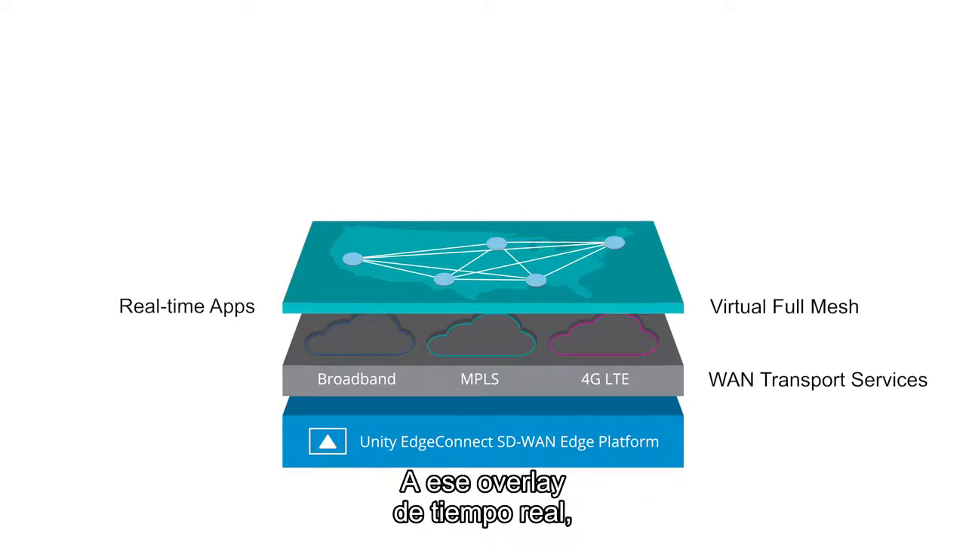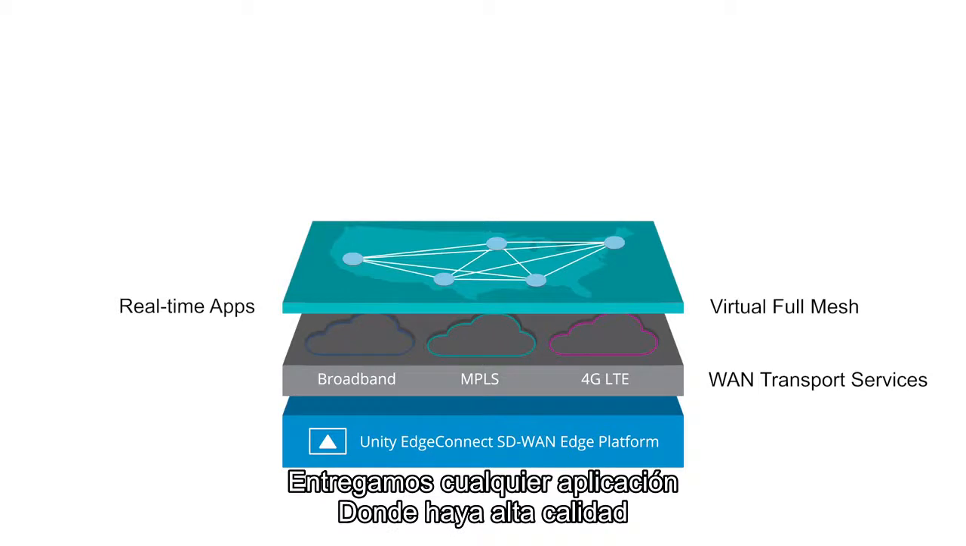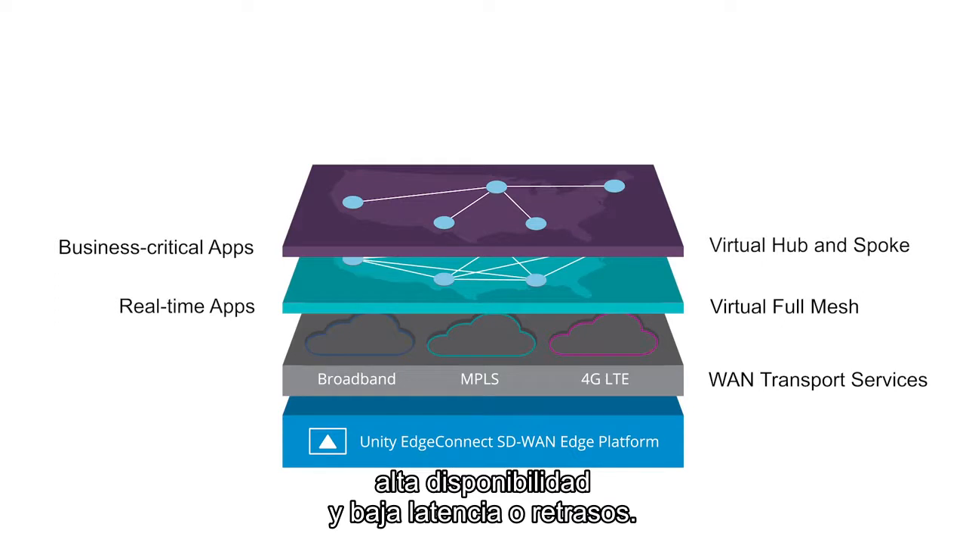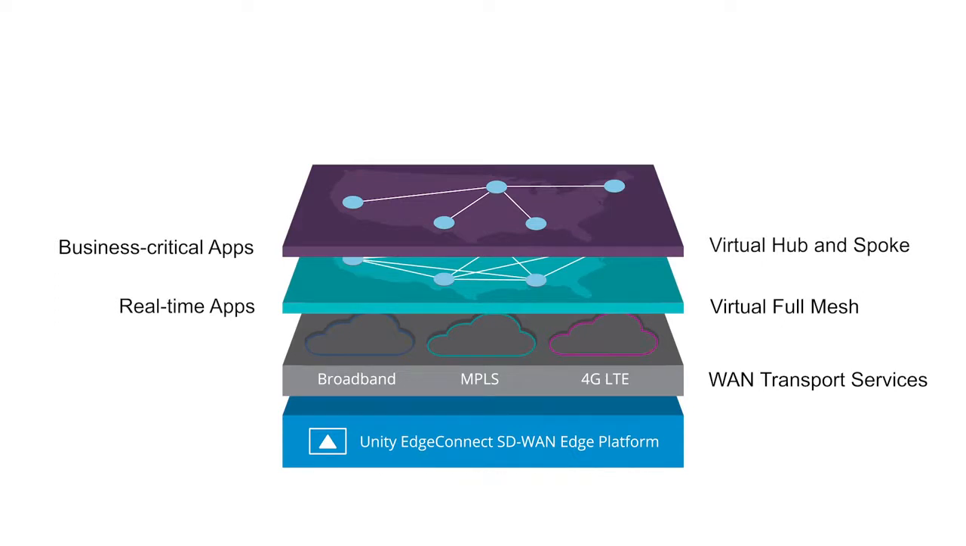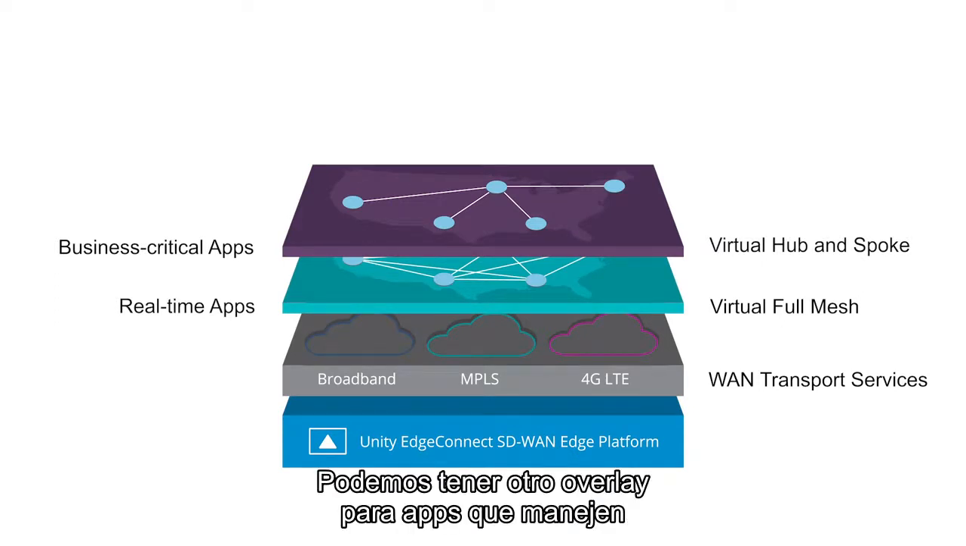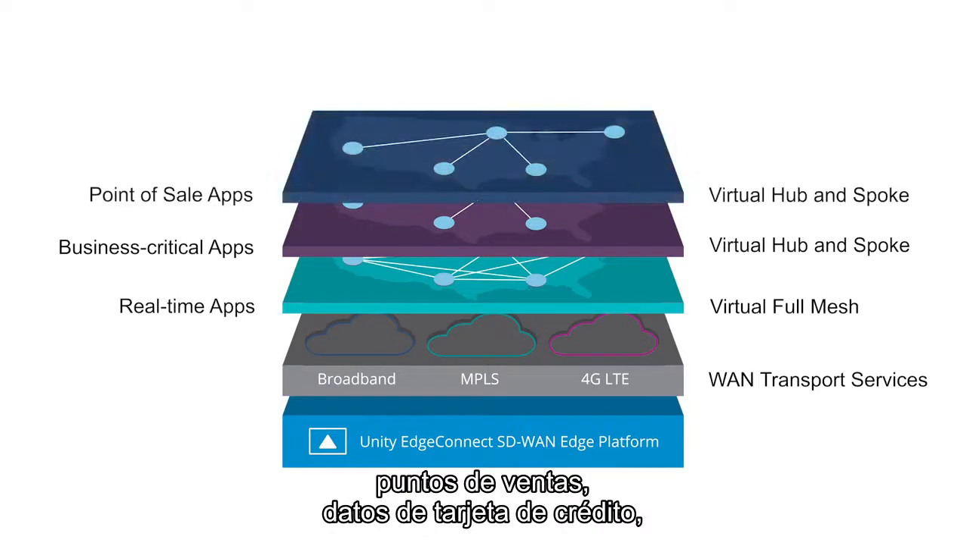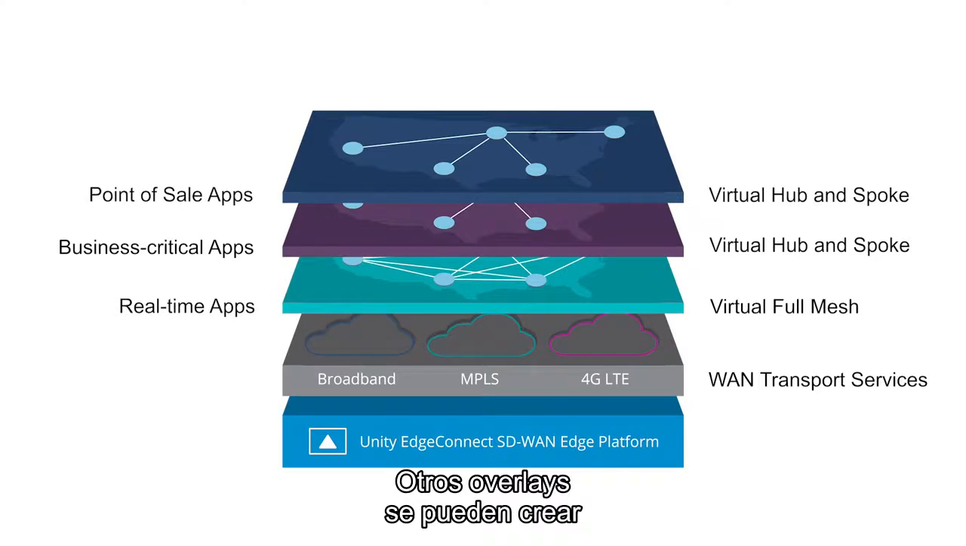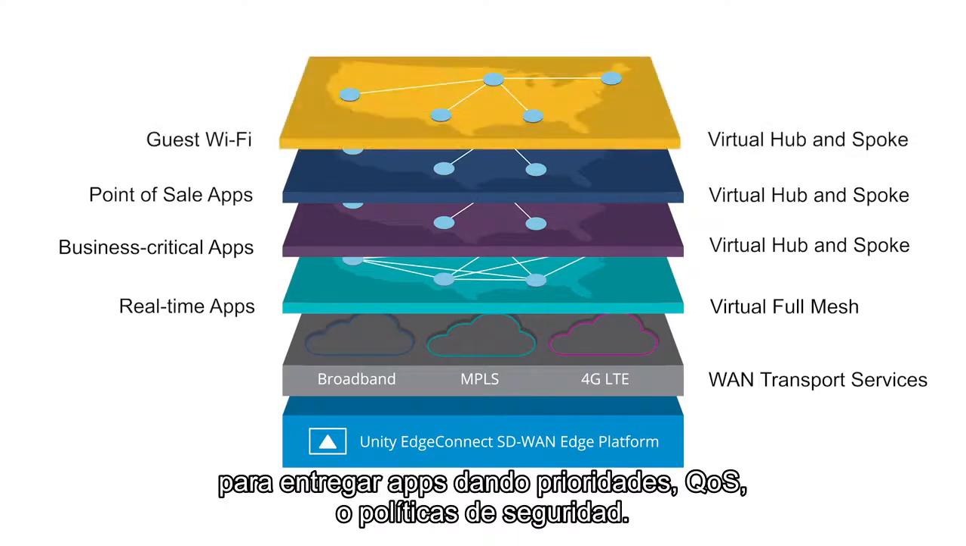To this real-time overlay, we would assign any apps that must be delivered with high quality, high availability, and very low latency or delay. And we might have another overlay for applications that handle point of sale and credit card information. This overlay would be created to segment or isolate this traffic to help an organization meet compliance requirements. And other overlays might be created to deliver apps with different priority or different QoS or different security policies.